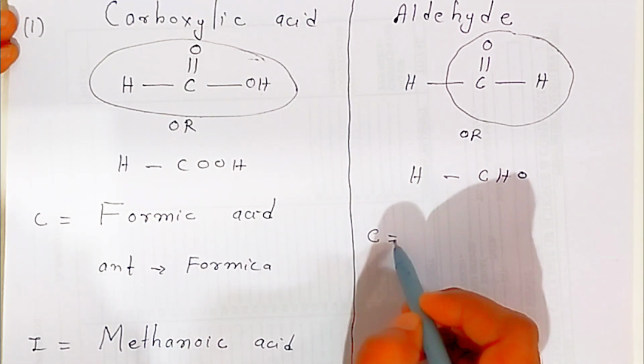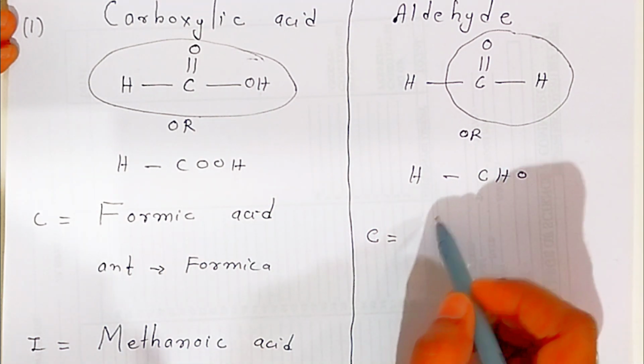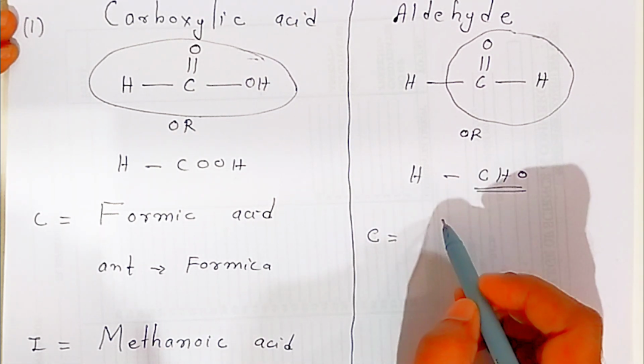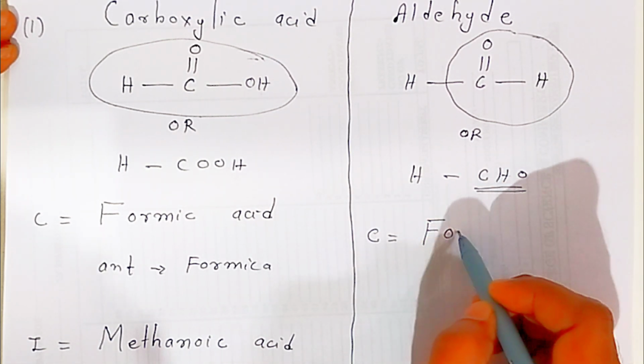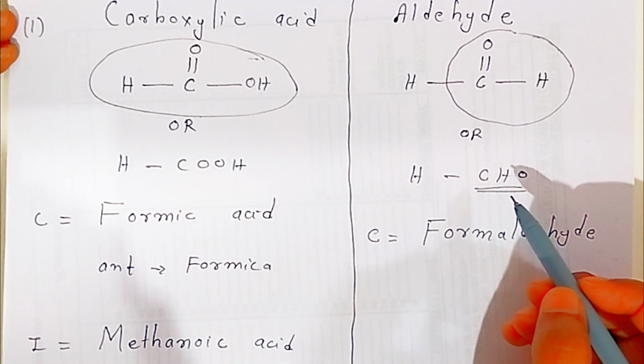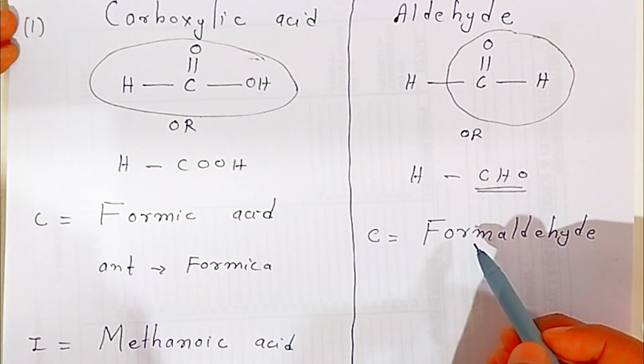That is how you are going to name it. Since I have already told you it is derived from the carboxylic acid, it is called formaldehyde. It is because of this aldehyde group and containing 1 carbon, so it is called formaldehyde. If you dilute it, it is also called formalin. Most of the organic bodies are stored in formalin. So this is a very important compound.